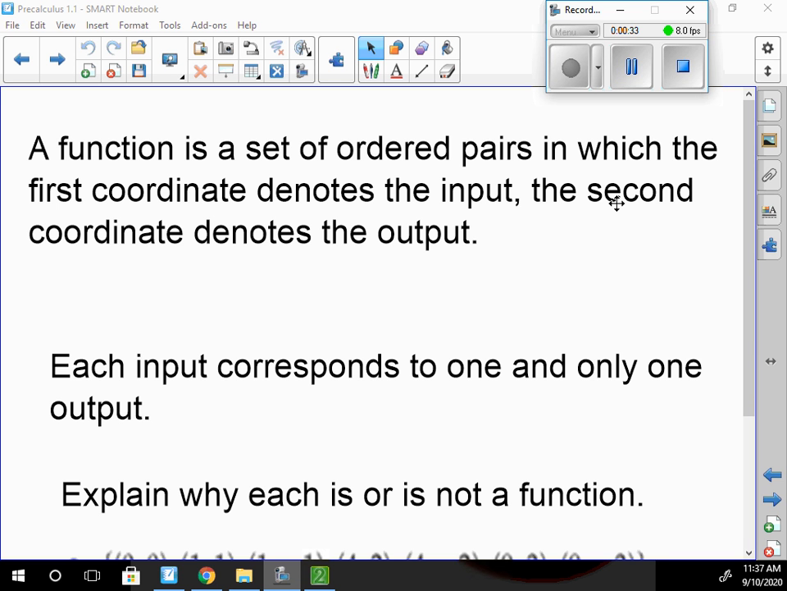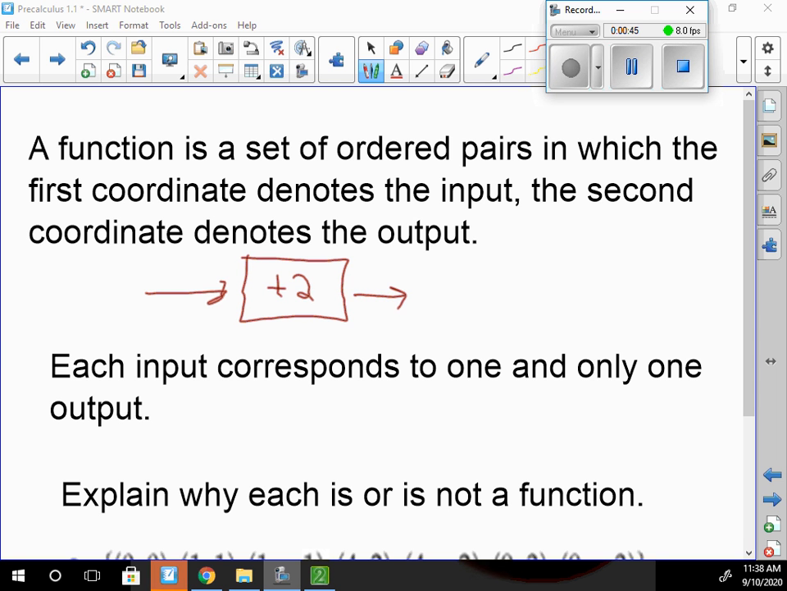Now, back in the older days, I've seen it like a machine, where they have in, and then something happens, and out. So if you put the number 3 into the machine, add 2, 5 comes out, right? So that's like middle school stuff. But it's the same concept. It doesn't change at all.